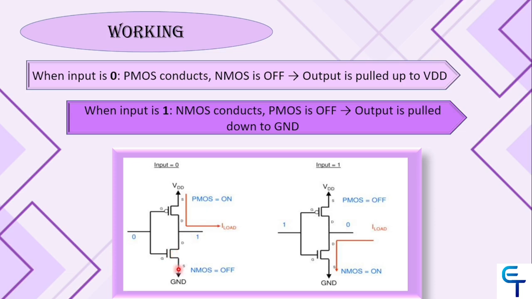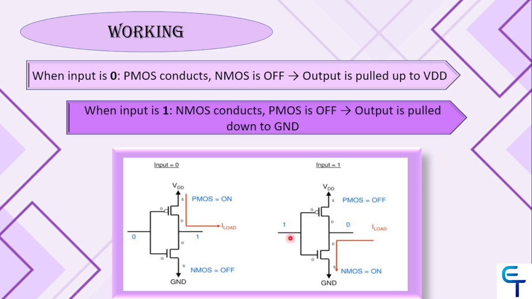ground. In the first case, when the input is 0, the NMOS will be off and PMOS will be conducting. Due to this, the output will be pulled up to VDD. So when we are giving input as 0, low, the output will be high.